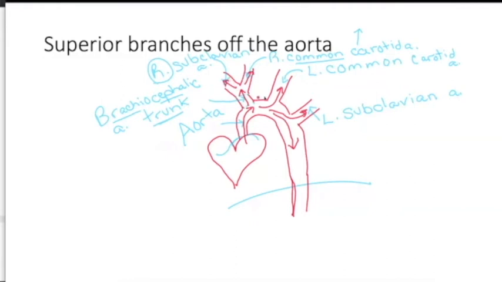So, the difference between the right and the left side: the reason for that is because we're coming out of the left ventricle here, and the aorta arches around to the left side of your thorax and your abdomen. It's not going right down the center of your body. So you need this extra trunk to get to the right side, whereas on the left side, because you're arching around to the left, it's easy for the branches to come off directly off the aorta.